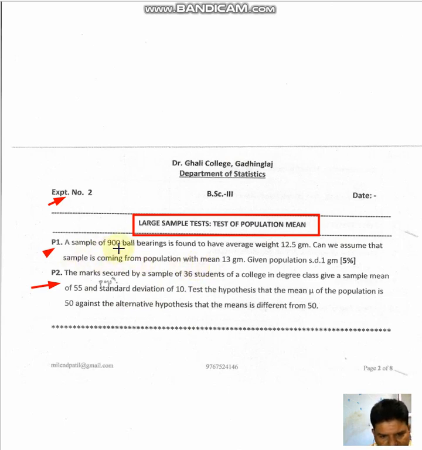A sample of 900 ball bearings is found to have average weight 12.5 gram. Can we assume that the sample is coming from the population with mean 13 gram given population standard deviation is 1 gram? So first we will solve this example and then we will solve the second example, right? So how to solve this example?